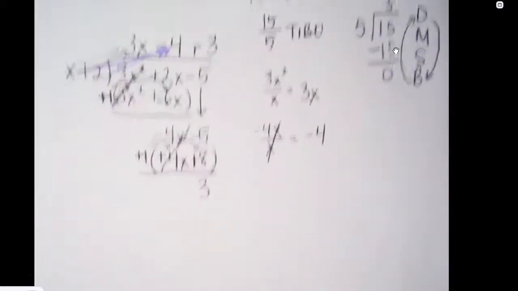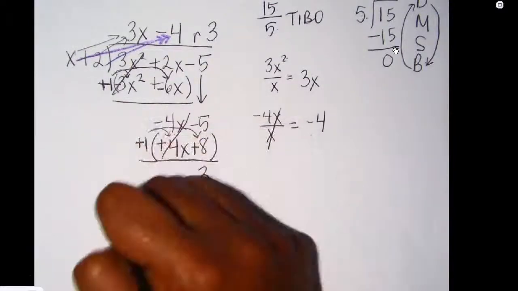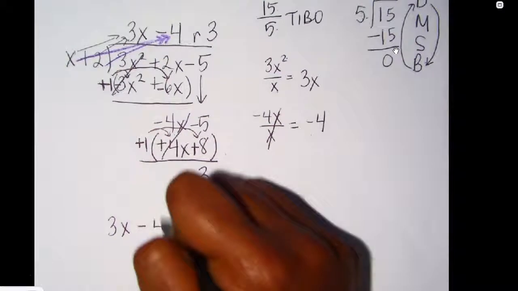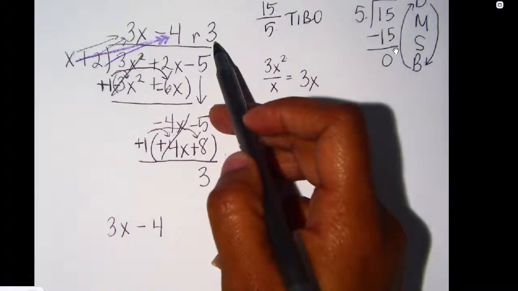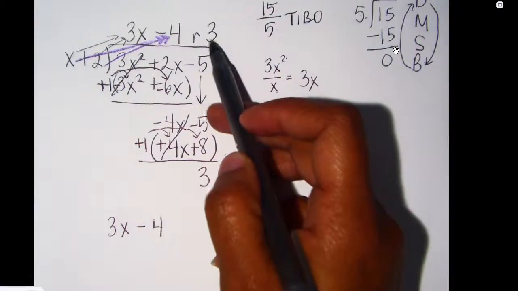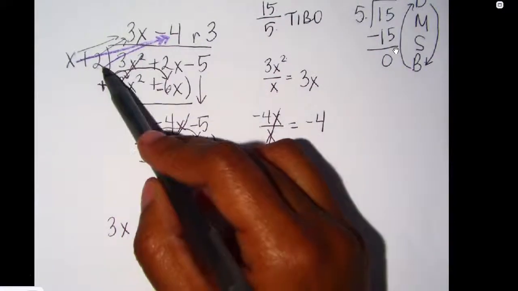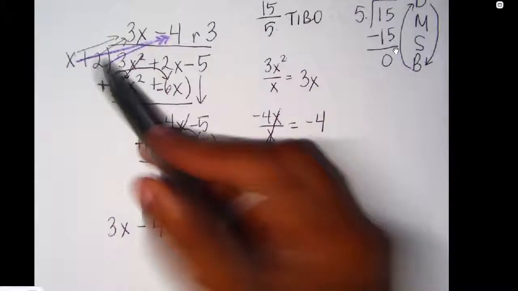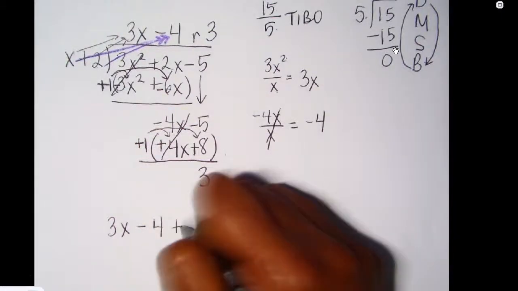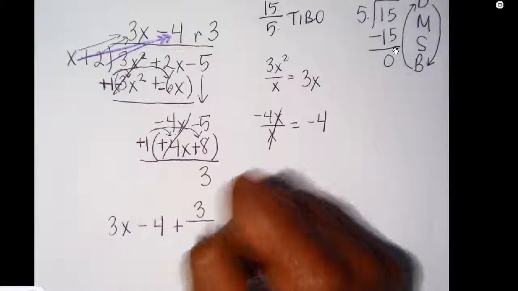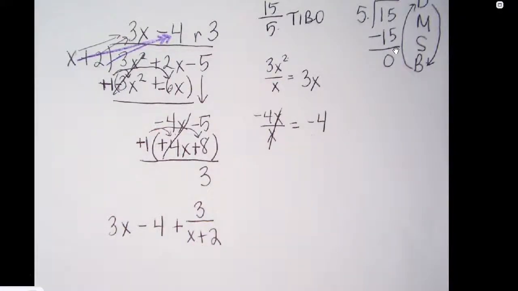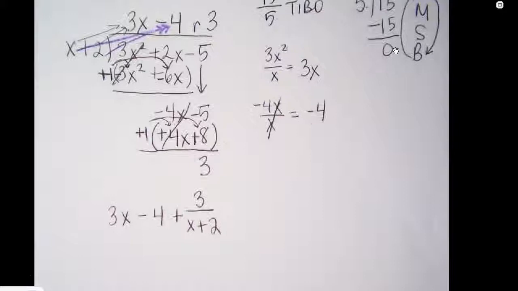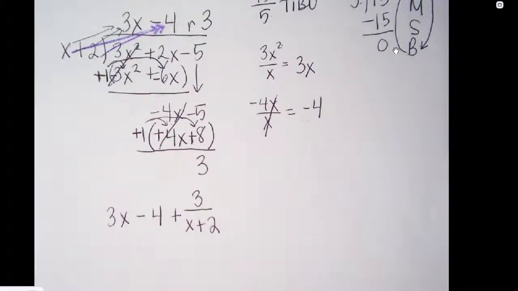So the final answer to this problem is 3x minus 4. Now remainders are really interesting because they're just like extra pieces. Okay, so we're going to take this 3 and put it with respect to this binomial. So the final part of this is remainder 3 over x plus 2. Okay, so that's the answer for the first one. All right, so let's do another one. All right, hopefully that makes sense.